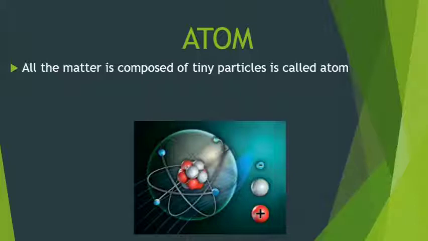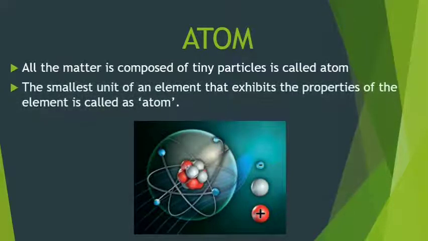Imagine that you are going to break it. When you break it, that atom no more represents the property of carbon. So we can say that the smallest unit of an element that exhibits the property of that element is said to be the atom. So the atom is the representation of the property of the element in which it is present.